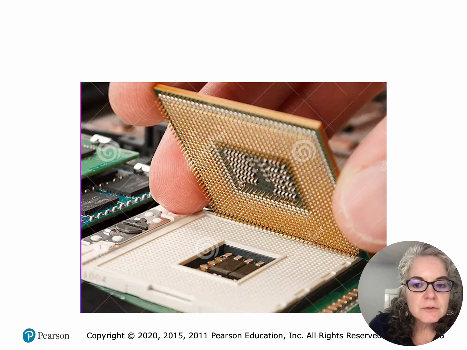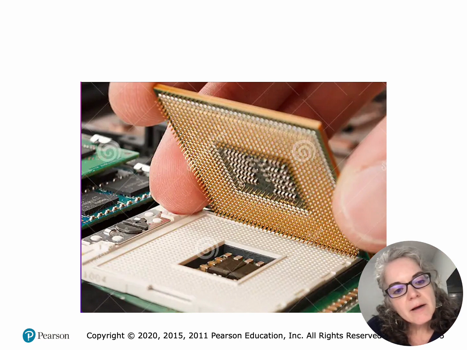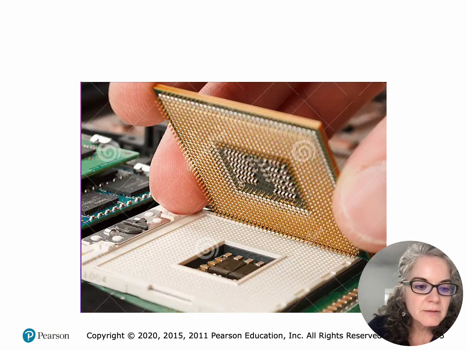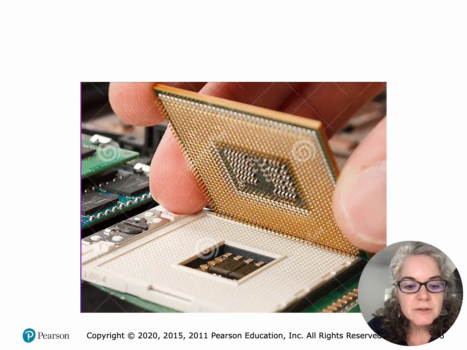So this is a close look at the CPU. We're going to talk about the pins on the CPU, and in this picture that I took from the internet, you can see the pins that go directly into the CPU socket. Through these pins is how those ones and zeros that we keep talking about, the data, are transferred.